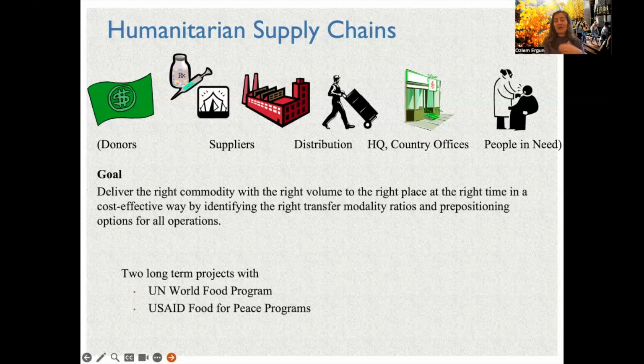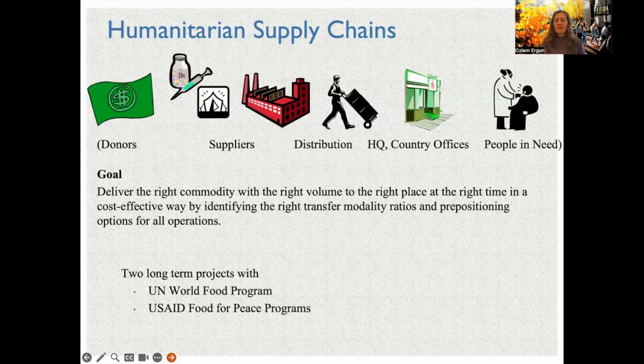need for using all the tools that we have to bring the right commodities with the right volume to the right place at the right time in a cost-effective way, but by identifying the right transfer modality ratios and prepositioning options for all operations. So there are quite a few things that we need to think about. And I will be talking about at least a few of these issues through the lens that I have gained by working with two of the largest food aid humanitarian organizations in the world.